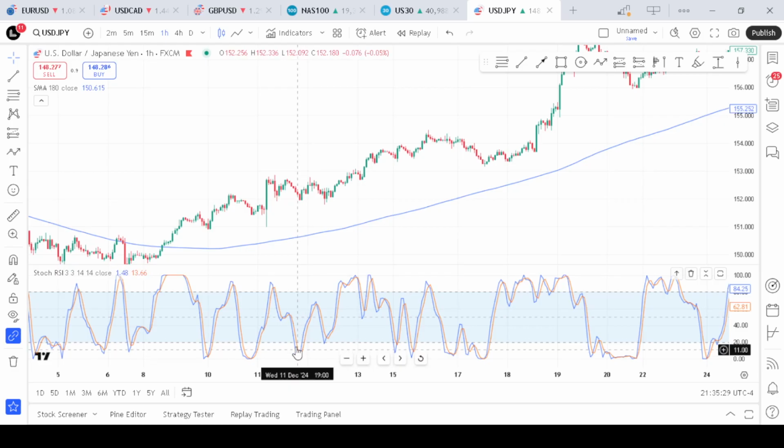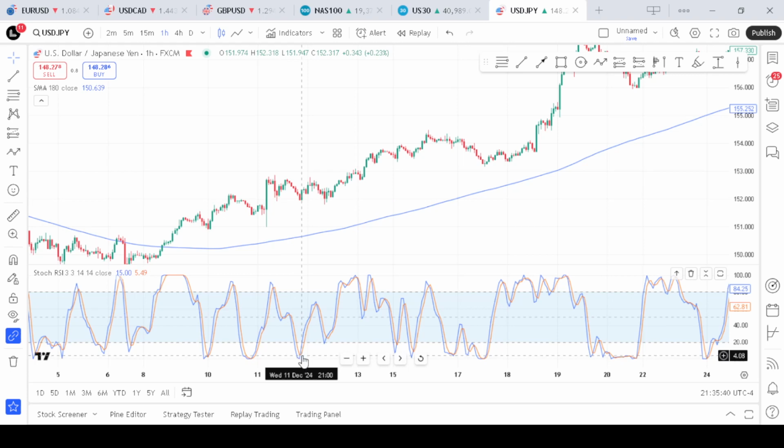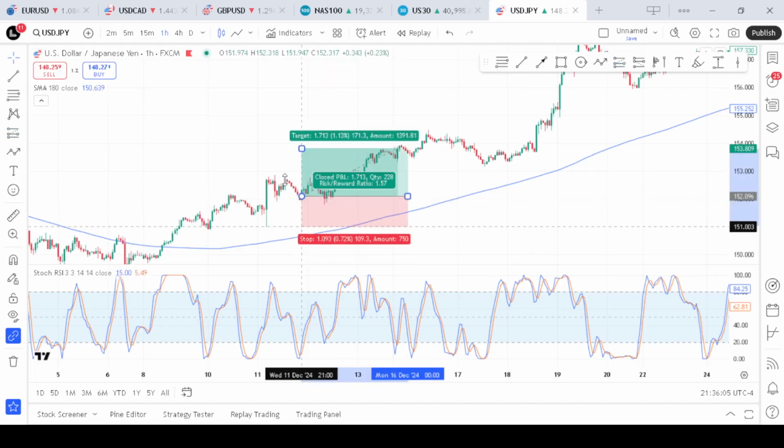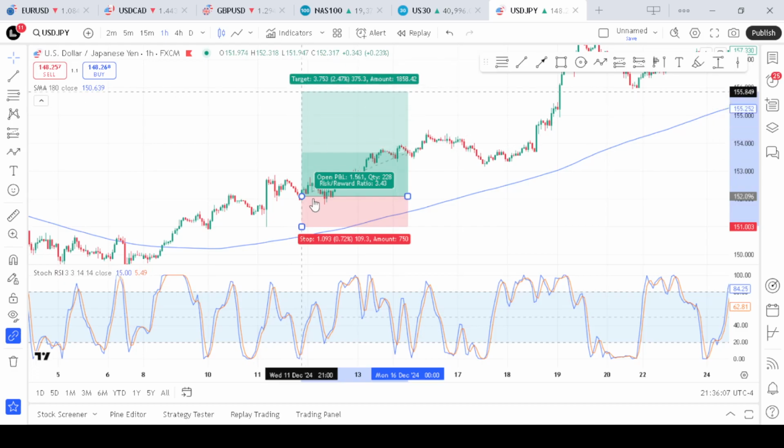When you see the stochastic RSI trading below 20 in a buy trade, before you enter, you have to wait for the crossover to happen. And when the crossover happens, remember the percentage K line crosses above the percentage D line. For a buy trade, this crossover within the oversold zone provides a strong signal that momentum is shifting to the upside, and this is where we would want to take our trade. Immediately we spot that, that is where we want to take our trade and ride the trend to the upside.